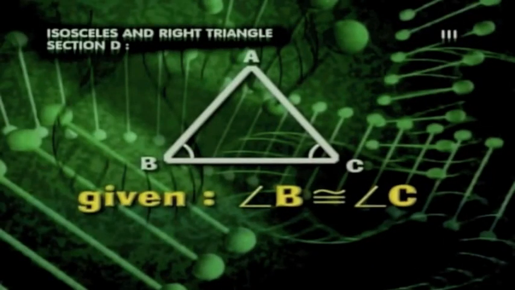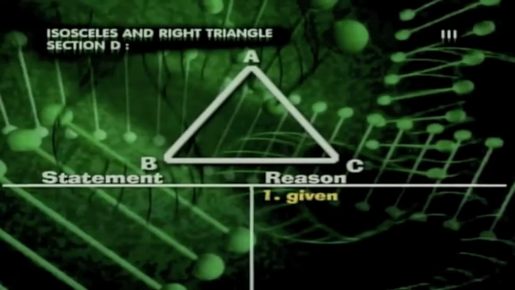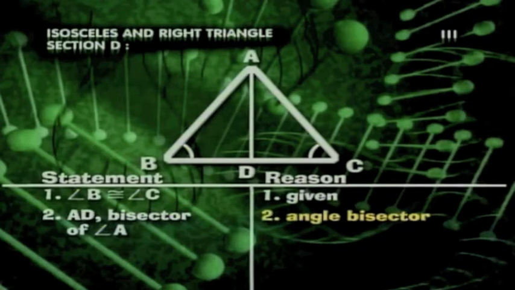Let's try another theorem that'll prove that the legs opposite those congruent angles are also congruent. We're given that angles B and C are congruent, and we want to prove that legs AB and AC are congruent in isosceles triangle ABC. Let's get started. First, we'll state our given information. Angle B is congruent to angle C. Next, we draw AD, the bisector of angle A, because every angle has exactly 1 bisector. I'm telling you, this is the key. Now, we've got 2 triangles to work with, and we're in business.